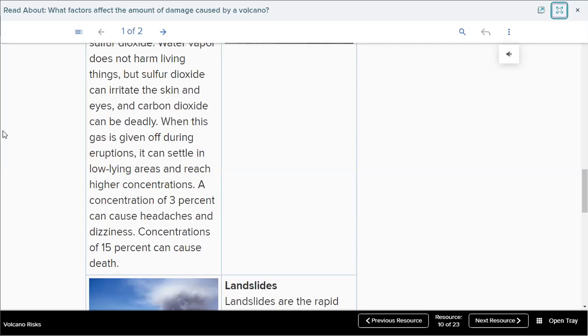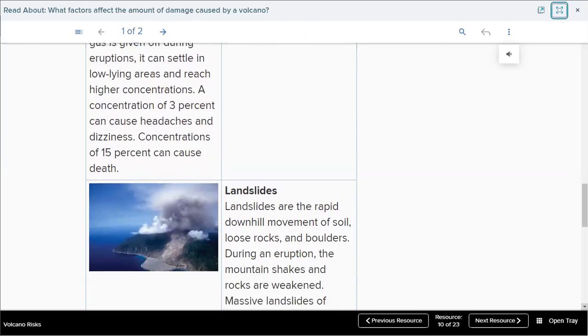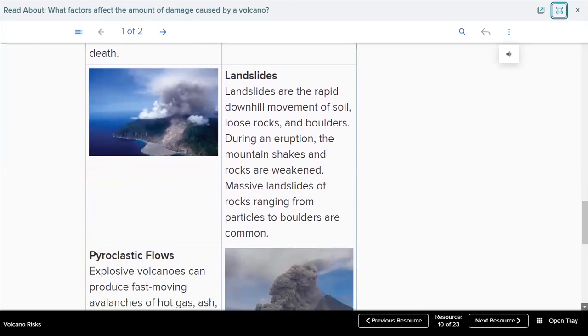So it's very important, from these gases which are produced from volcanoes, especially carbon dioxide, that can cause death if its percentage reaches 15%. So we must take care in areas that have a volcano, from the other harms.